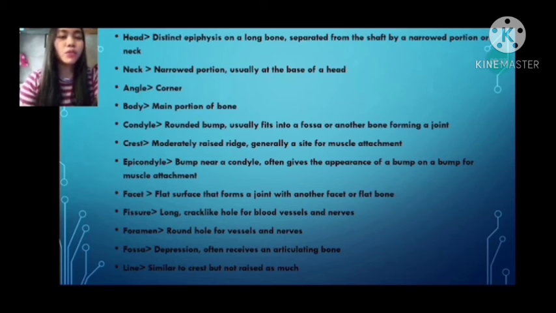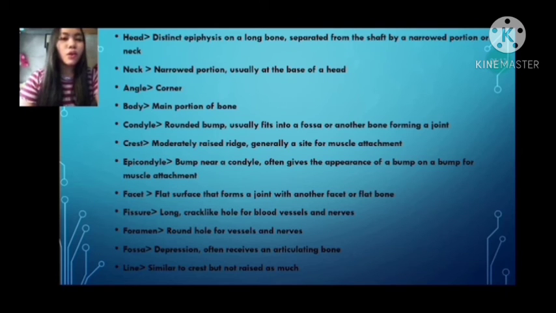Condyle, a rounded bump that usually fits into a fossa of another bone, forming a joint. Crest, a moderately raised ridge, generally a site of muscle attachment. Next is epicondyle, a bump near a condyle that often gives the appearance of a bump on a bump, for muscle attachment. Facet, a flat surface that forms a joint with another facet or flat bone.